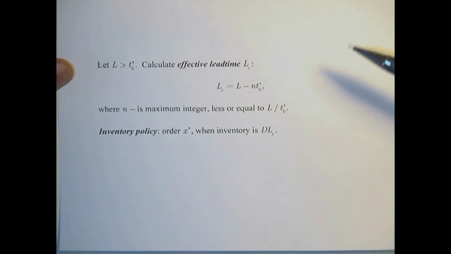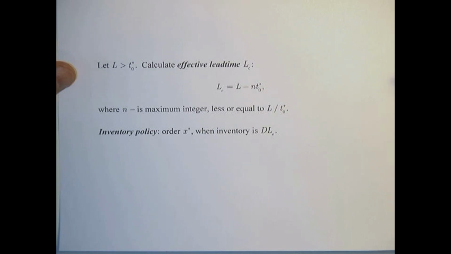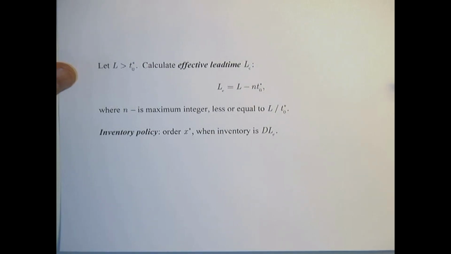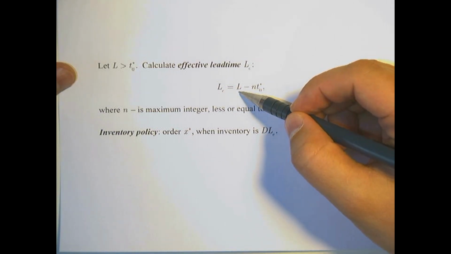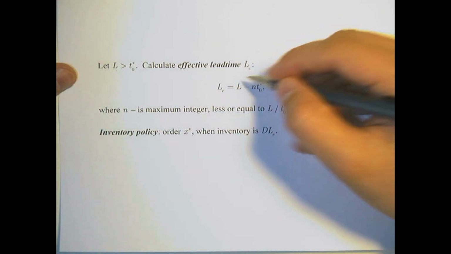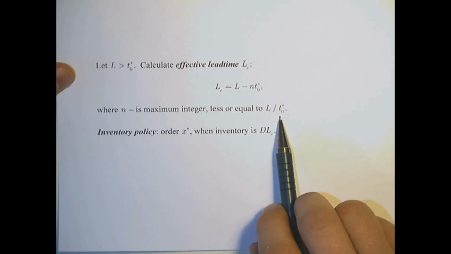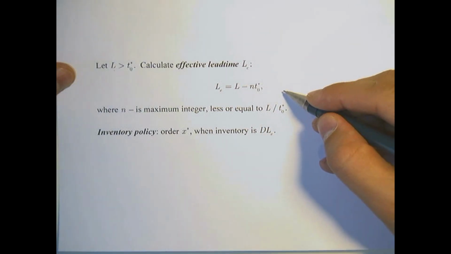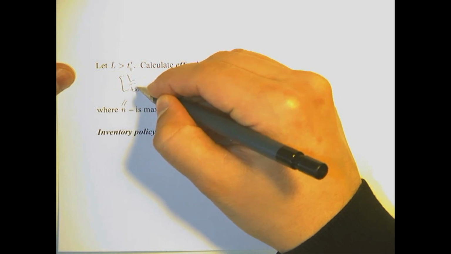And now let's consider the case when lead time exceeds the economic order period. It is possible sometimes we deliver from another country and it takes a lot of time, and the economic order period is smaller than the lead time. For this case, we need to calculate effective lead time. By the following formula, L is our lead time which is given, T0 star is the economic order period, and N is the maximum integer less than or equal to the fraction L, lead time, over the economic order period. We usually denote this with such brackets, L over T0 star.